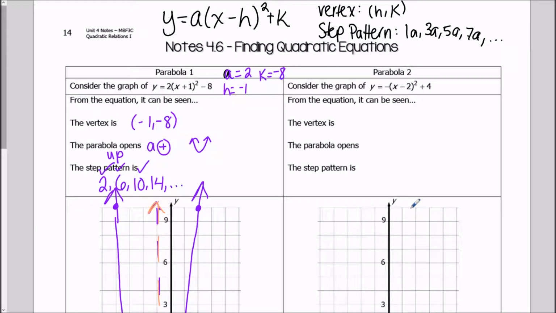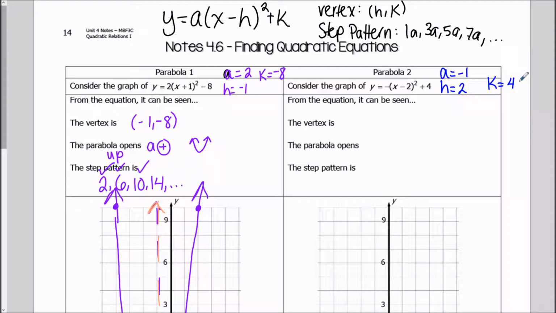Okay. So for parabola 2 right here, we're going to consider the graph of y equals -(x - 2) squared plus 4. So same thing, we want to identify each piece of information that we have here. So we're going to say a is -1. We're going to say h is +2 because it's always the opposite sign, and k equals +4.